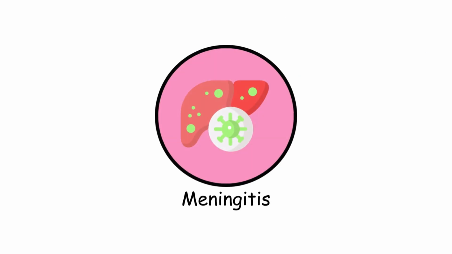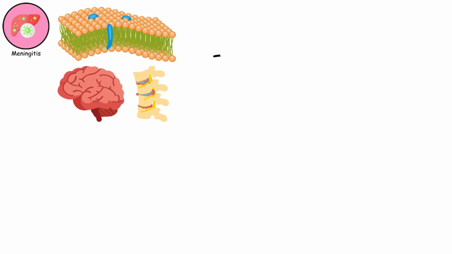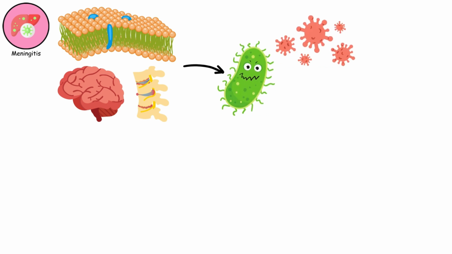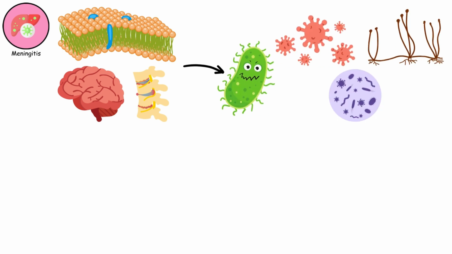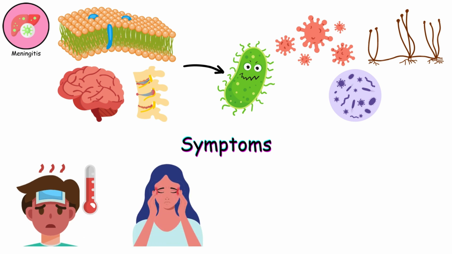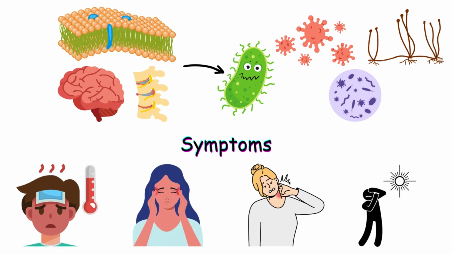Meningitis. Meningitis is inflammation of the protective membranes covering the brain and spinal cord. It can be caused by bacteria, viruses, fungi, or parasites. Symptoms include fever, headache, stiff neck, and sensitivity to light.